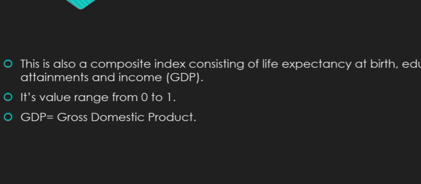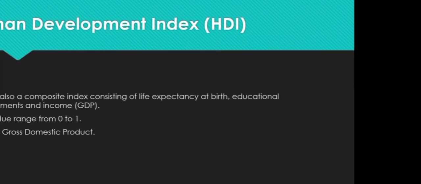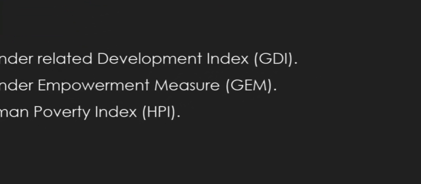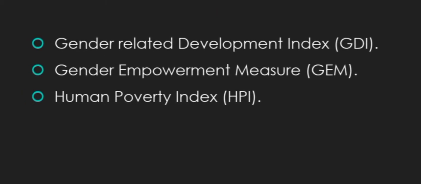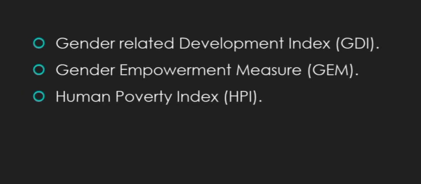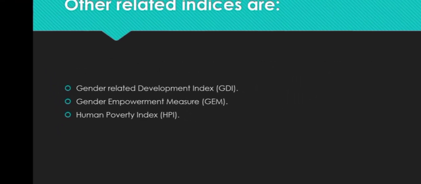Human Development Index. It is based on GDP. GDP stands for gross domestic product. It is the gross income generated within the country, excluding the net income received from abroad. The others include Gender Related Development Index GDI, Gender Empowerment Measure GEM, and Human Poverty Index HPI.